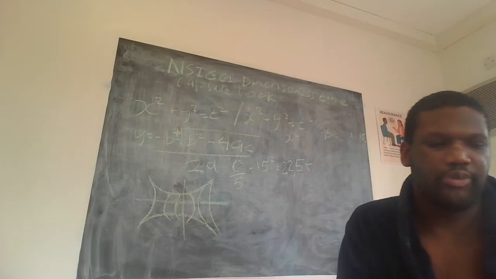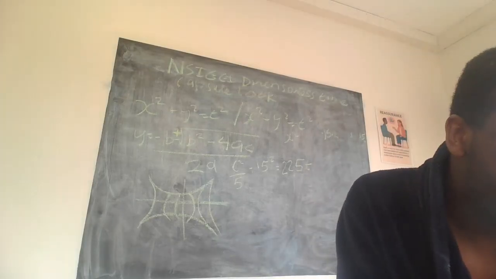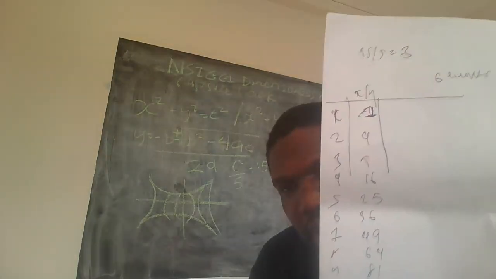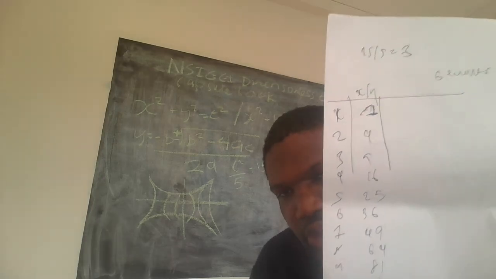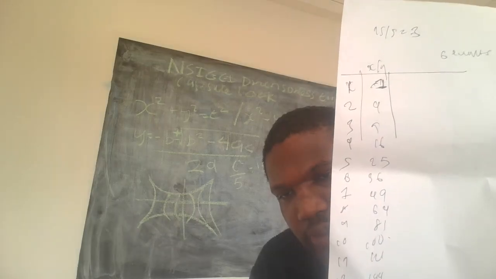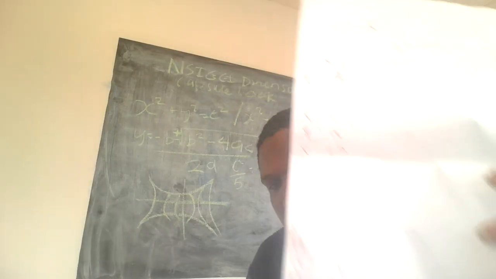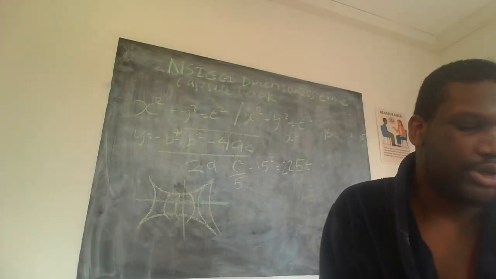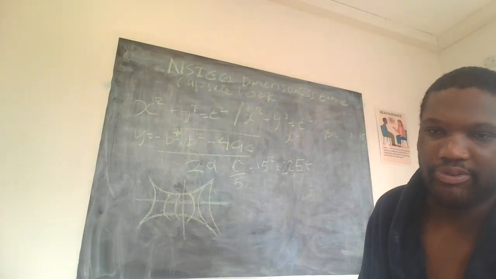So you get x and y from 1, 4, 9, 16, 25, 36, 49, 64, 81, 100, 121, 144, 169, 196, and 225. But it's basically x and y at this point in time, and it's a mapping.